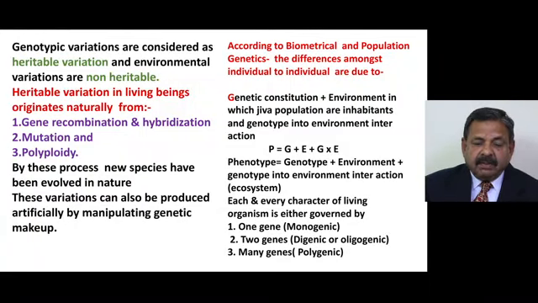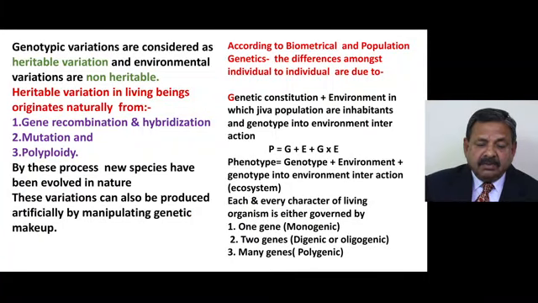Heritable variation in living organisms originates naturally, and we can also create heritable variation artificially. But in nature itself, variations are going on everywhere. One is natural variation through gene recombination and natural hybridization, that is, outcrossing. Hybridization here means outcrossing. So this is one of the natural ways of creating heritable variation.